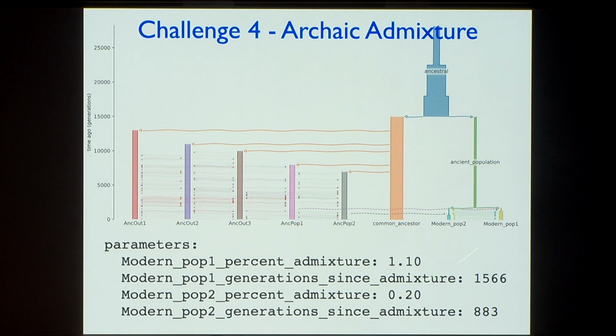And as our fourth and final challenge, we wanted to switch things up a little bit, so we put a challenge out to infer parameters for an admixture model. So we had a pretty complicated set of populations and demography, but we really just wanted pretty simple inferences about what the admixture proportions were from these two archaic groups into the modern populations and when they occurred.